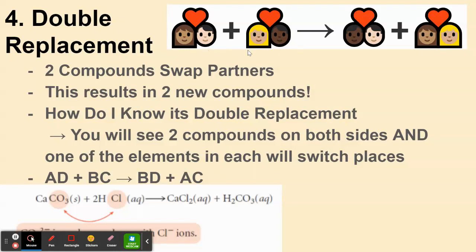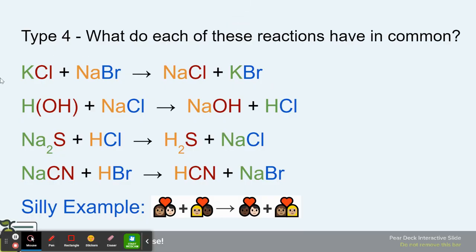Here, these two couples split up. Our brunettes are together here, and then we have our blonde and brunette. And then they switch, and now we got our two brunette boys over here and our two girls over here. Okay, so they swapped partners. They switched who they were dating. So in a double replacement, you have two compounds on both sides, and those compounds swap partners.